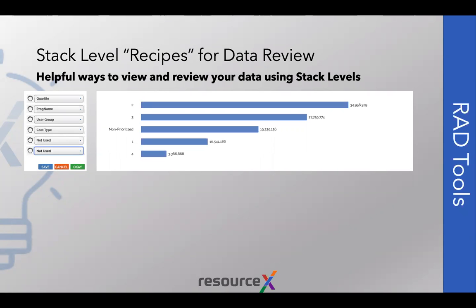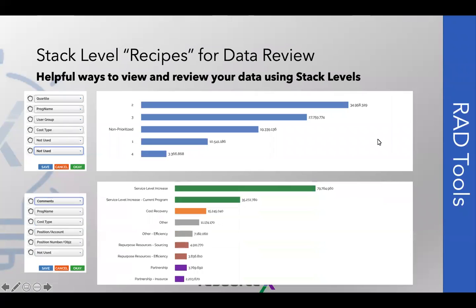So by moving quartile to the top, program name to the next level, you can then click into each one of those big blue bars to see what programs make up your, for instance, quartile 2 total cost there. So there's, in this example, $34.9 million in quartile 2. By clicking on that to expand out, you would be able to see all the programs that make up that quartile 2 total number.